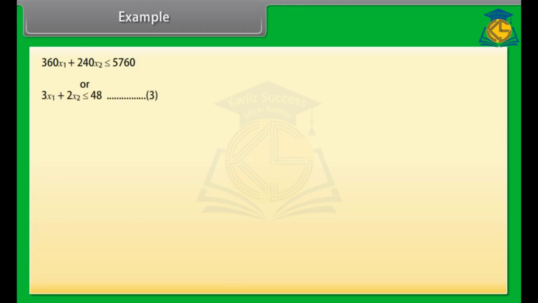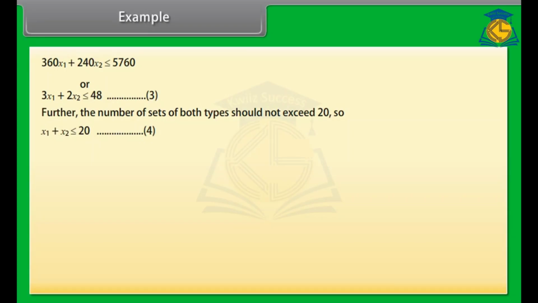Or 3x1 plus 2x2 is smaller than or equal to 48. Mark it as 3. Further, the number of sets of both types should not exceed 20, so x1 plus x2 is smaller than or equal to 20.